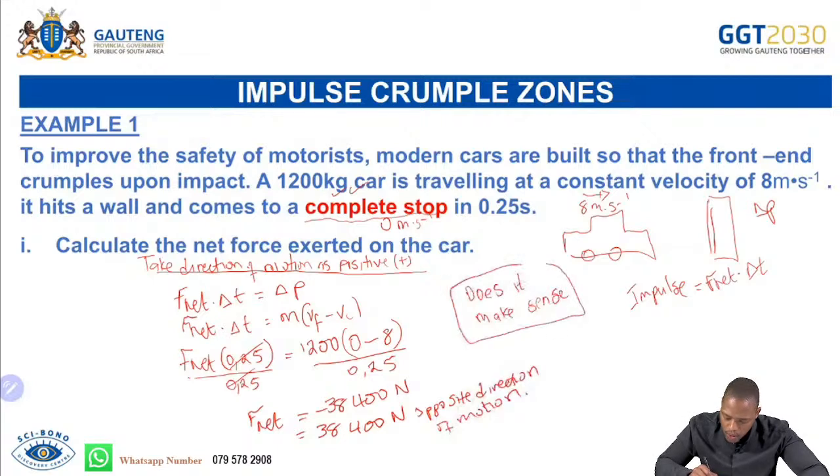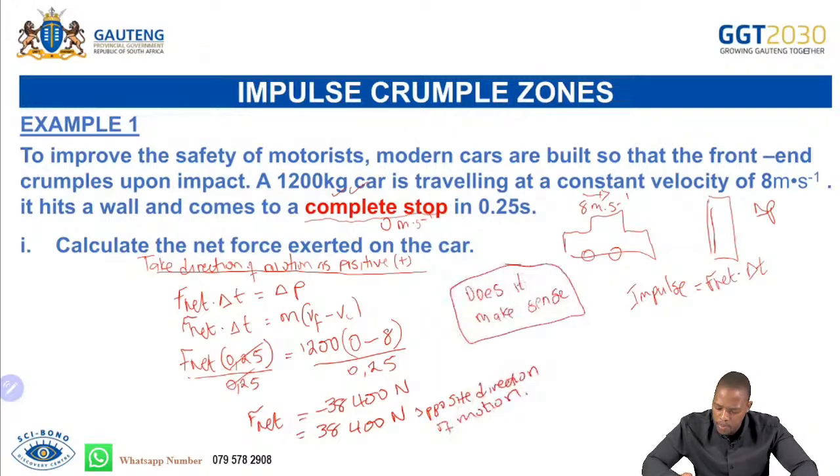This is what you ask yourself after you get your answer, especially when you are doing an impulse momentum question. You must ask yourself, does it make sense? And what are we asking? We are asking in terms of the direction of the force that you have been asked to calculate. You are getting a force of 38,400 newtons in the opposite direction of motion. Does it make sense that the force must be in the opposite direction of motion?